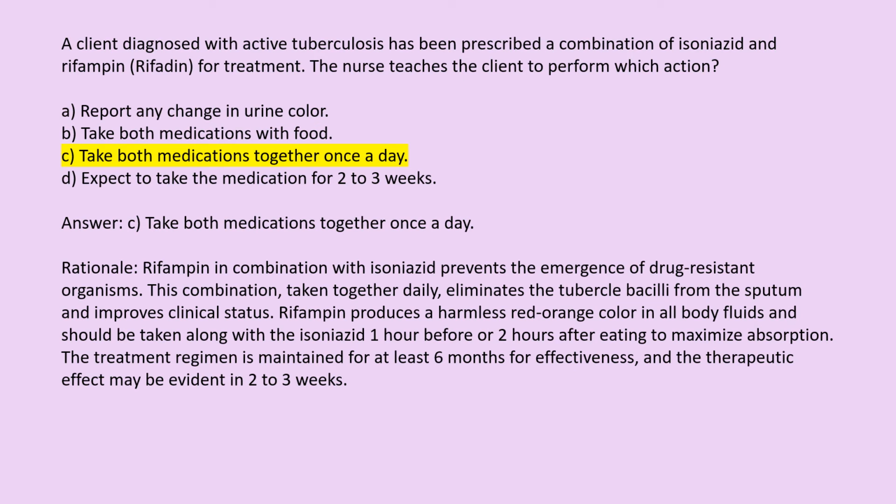Answer. C. Take both medications together once a day. Rationale. Rifampin in combination with Isoniazid prevents the emergence of drug-resistant organisms. This combination, taken together daily, eliminates the tubercle bacilli from the sputum and improves clinical status. Rifampin produces a harmless red-orange color in all body fluids and should be taken along with the Isoniazid 1 hour before or 2 hours after eating to maximize absorption. The treatment regimen is maintained for at least 6 months for effectiveness, and the therapeutic effect may be evident in 2 to 3 weeks.